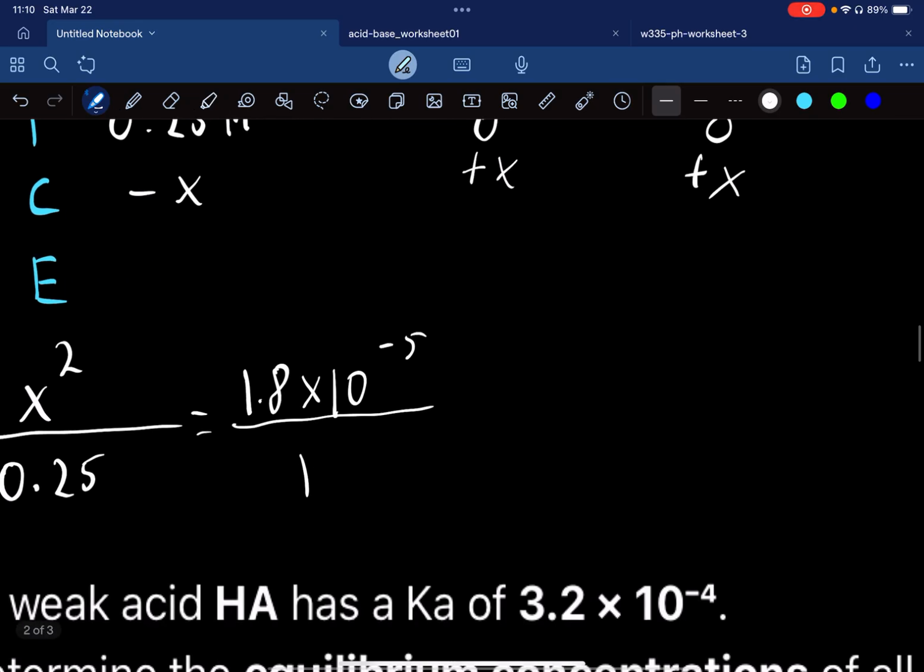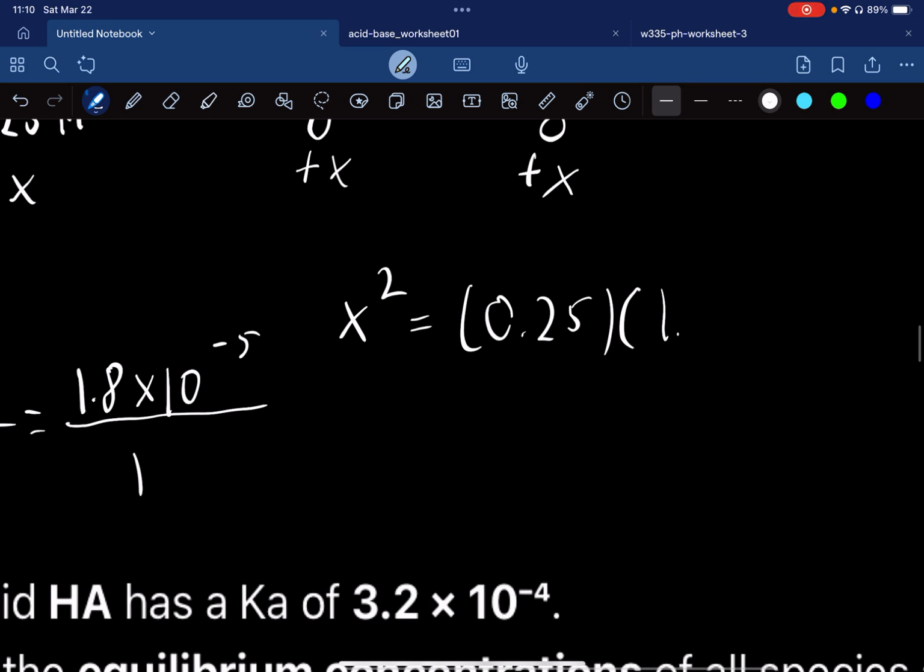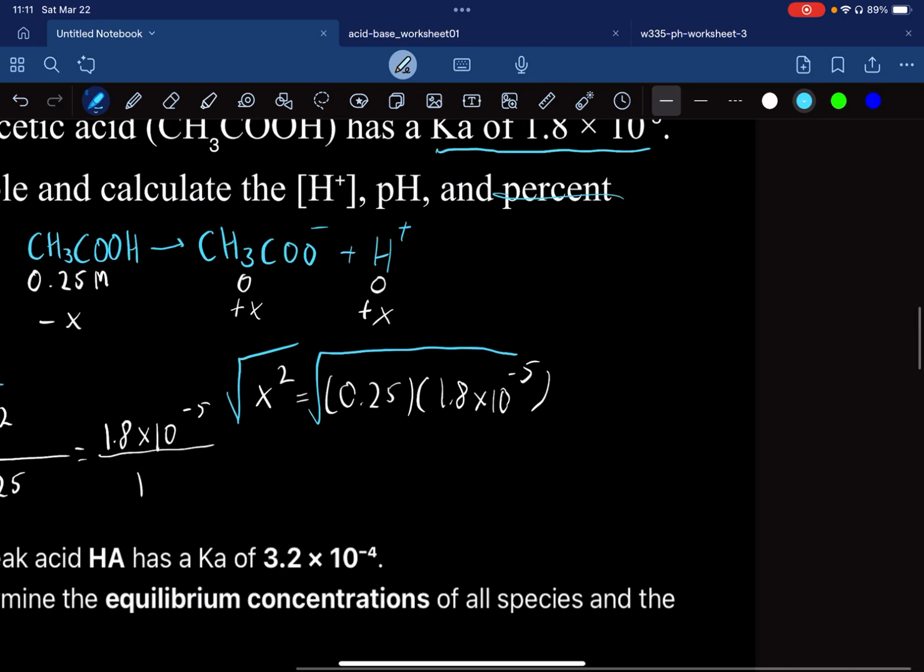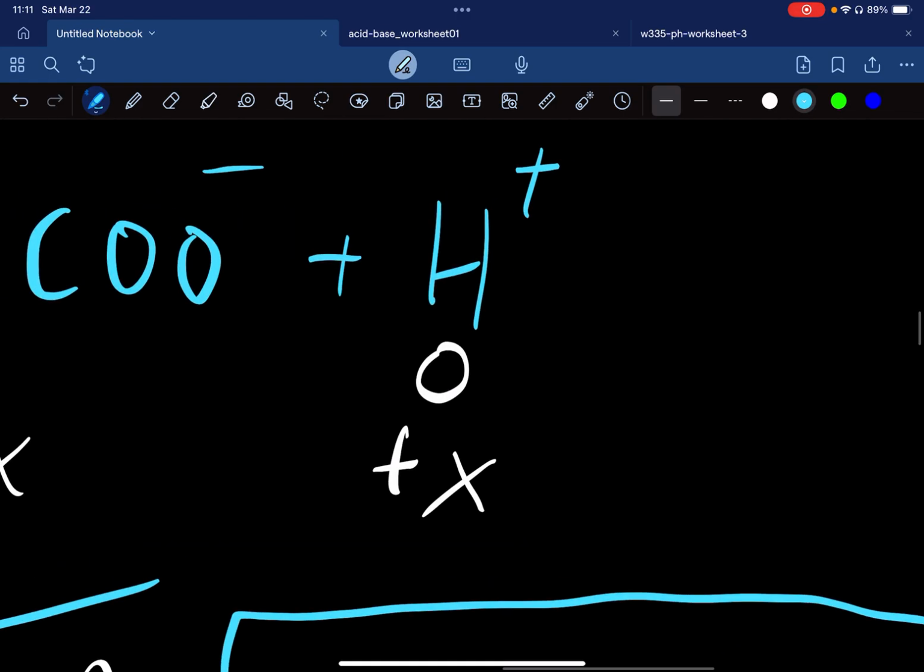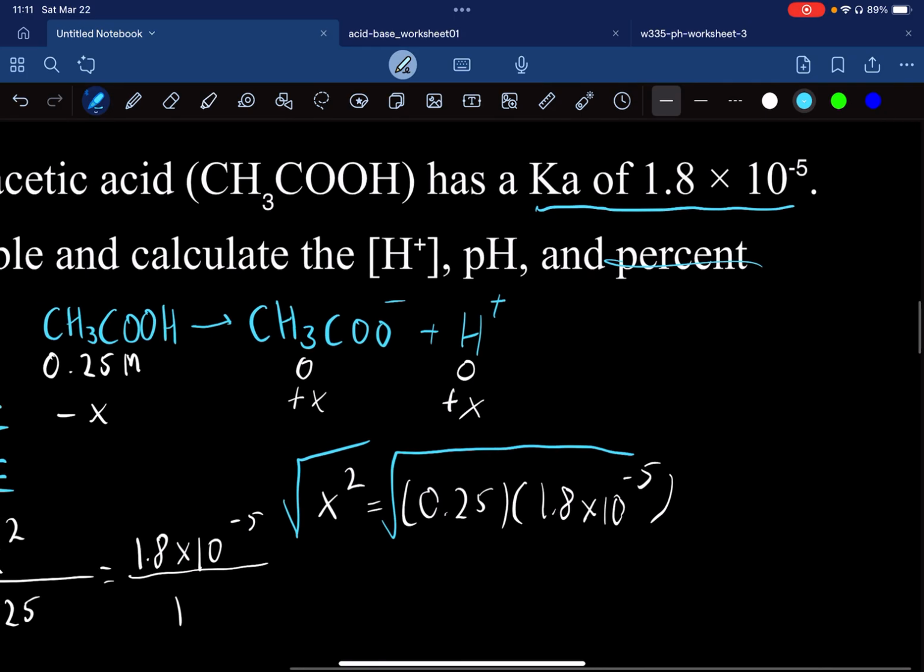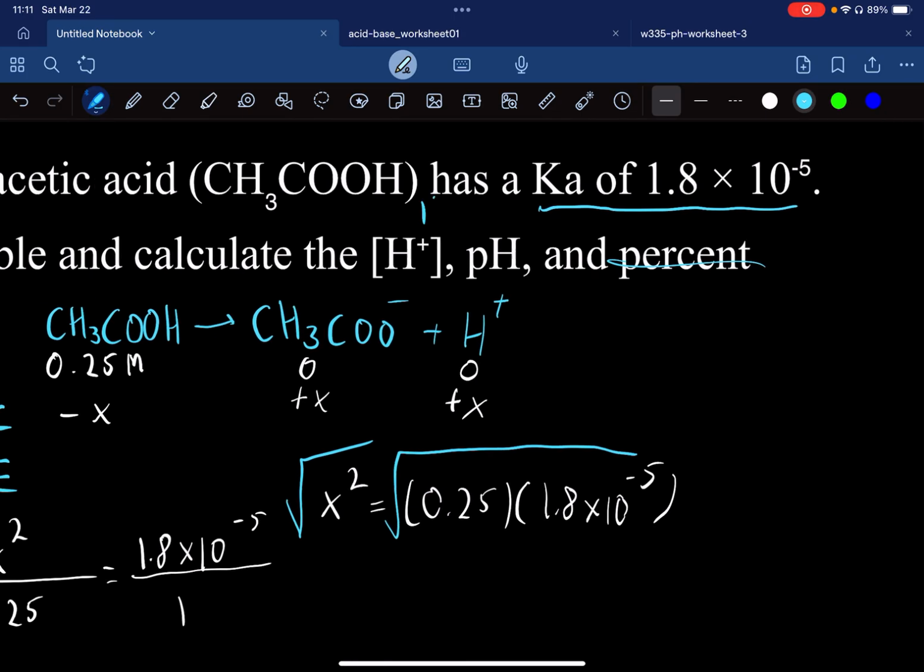We're going to cross multiply, so x squared is equal to 0.25 and 1.8 times 10 to the power of negative 5, right? And if we want to find x, we just take the square root of that. Oops, that's a bad square root. And you're going to get your concentration for the hydrogen ion, which is what the first part is asking you to do.